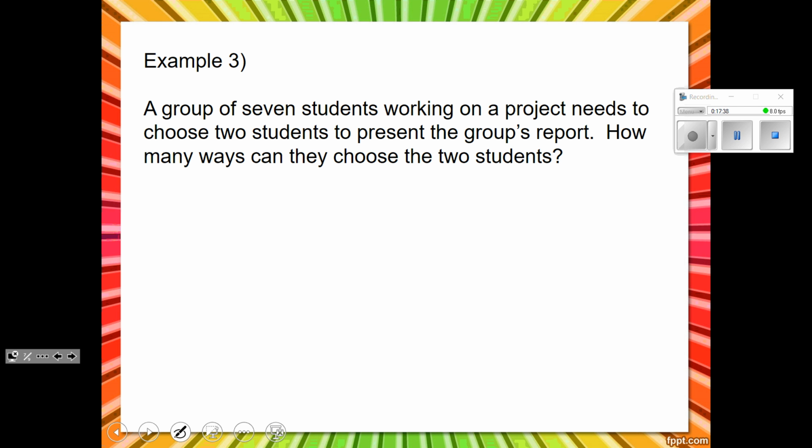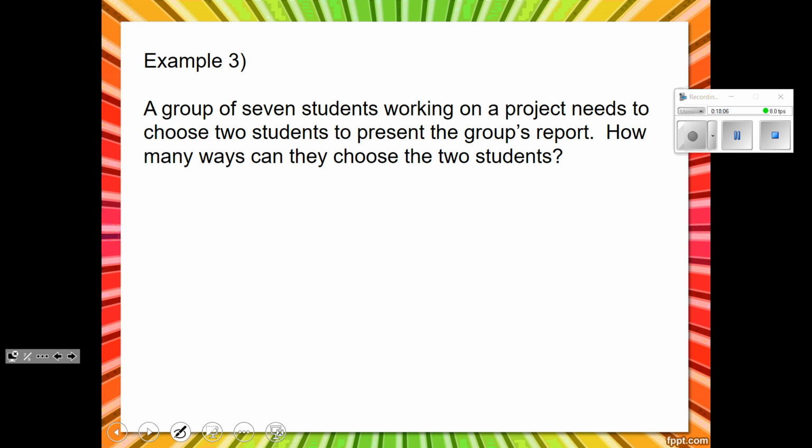So a group of 7 students working on a project needs to choose 2 students to present the group's project. How many different ways can we choose the 2 students? Do you agree that this would be a combination? Why combination? The order doesn't matter, and you're just choosing 2 students. Does that make sense? We're not placing them in a specific position. We're just choosing 2 out of the 7.